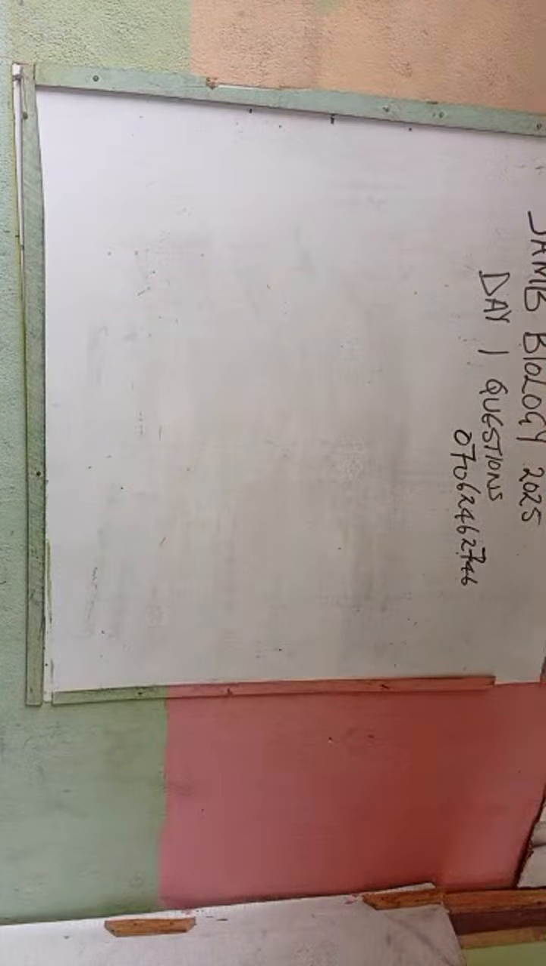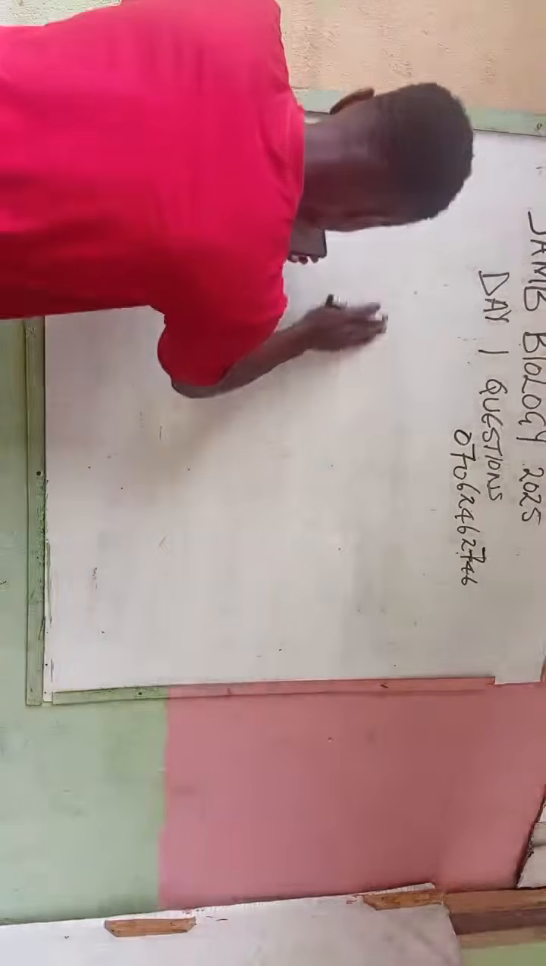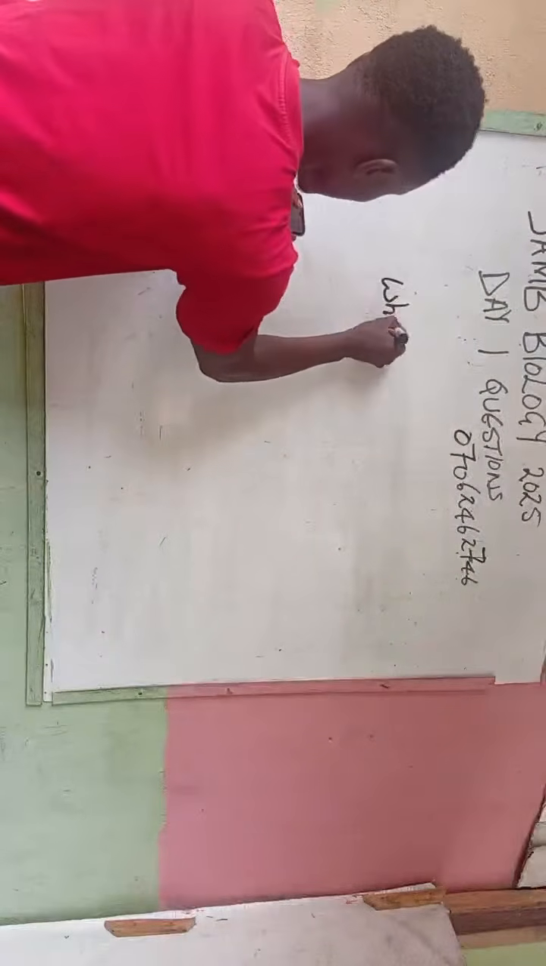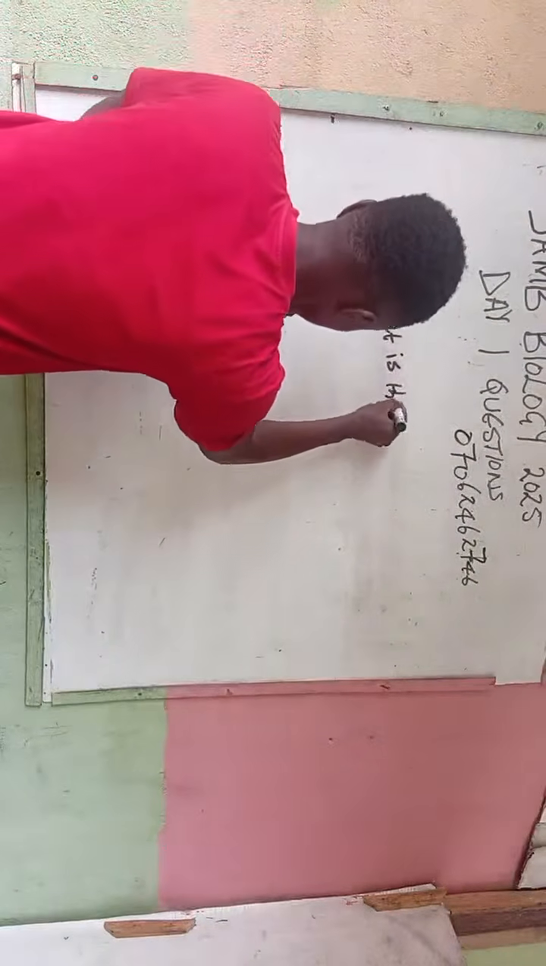That is why it is always advised that when you are answering questions, you should start with the simplest subject before you move on to the hard one, especially if you are writing chemistry, physics, biology, and English. Start with biology. That is always simple. So the next question is, what is the study of heredity and variation?